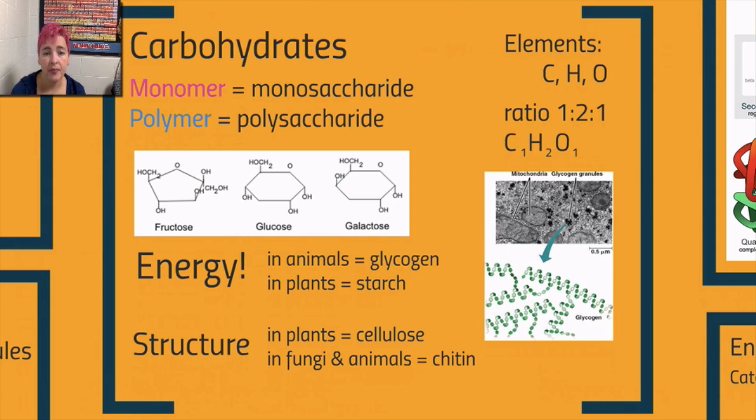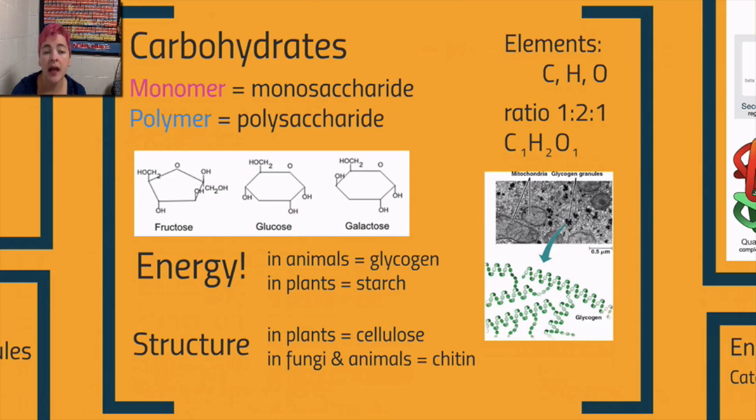Carbohydrates. The monomer for our carbohydrates is a monosaccharide. The polymer would be polysaccharide. Common monosaccharides for carbohydrates would be fructose, glucose, and galactose. These are all 6-carbon sugars. Carbohydrates are used for energy and structure.